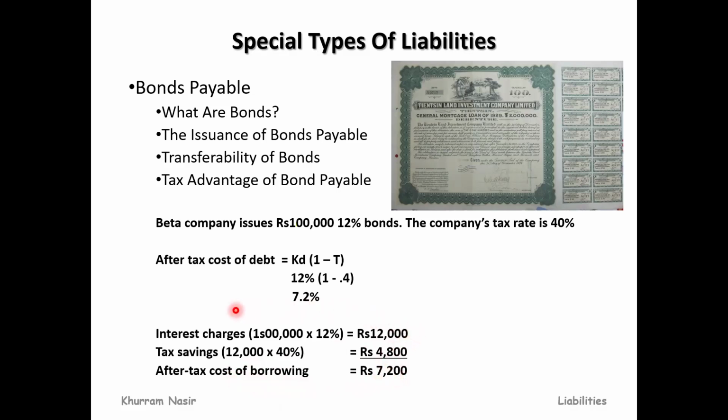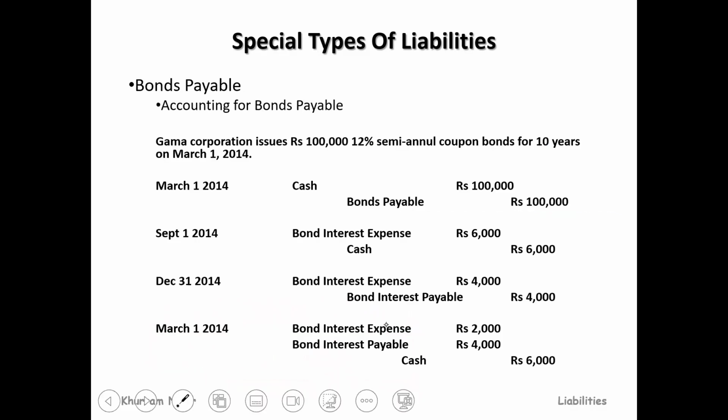Although the company will be required to pay interest charges of 12,000 to the creditor, the government grants them a tax saving of 4,800. Because of this tax saving, the cost of borrowing after tax will reduce to 7,200. I hope this concept is clear.